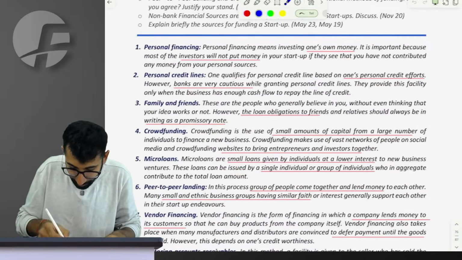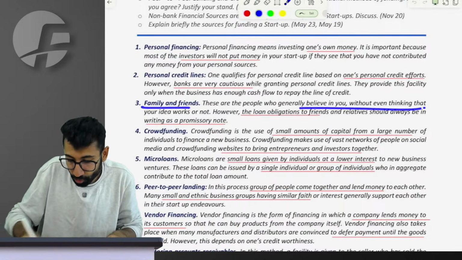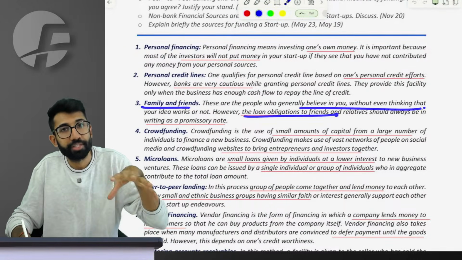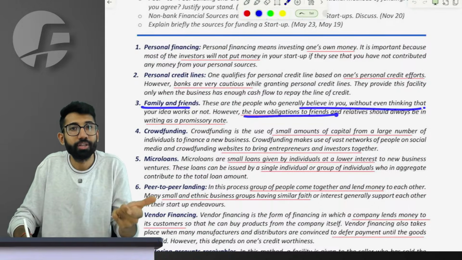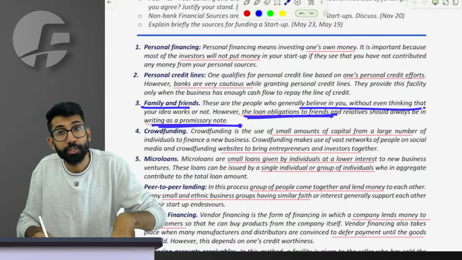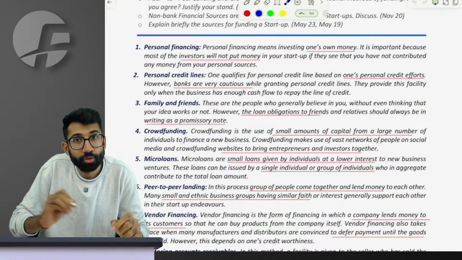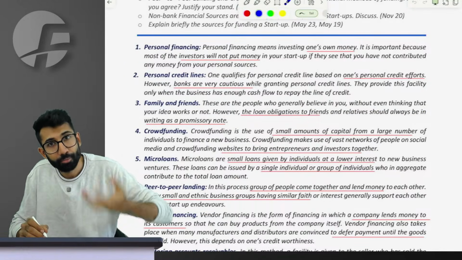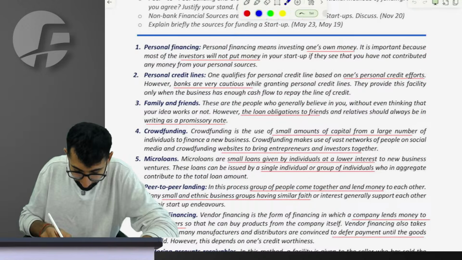Moving ahead. Sir, friends and family, they are a source because they give you money, even because they trust you, even without figuring out if the idea will work or not. The loan obligation should be written down as a promissory note. Okay, there should be a contractual agreement that, okay, I've taken this money from you and I promise to pay it back to you. Fine.